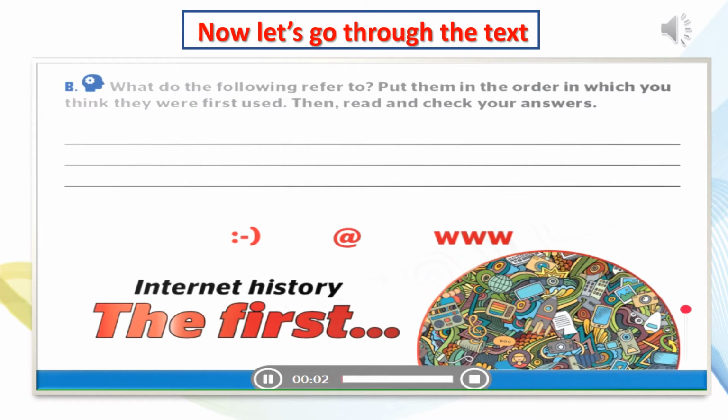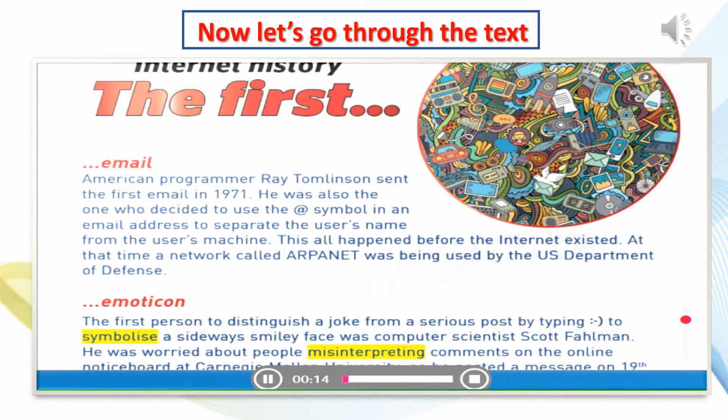Module 7. Information Age. 7a. Reading. Internet history. The first email. American programmer Ray Tomlinson sent the first email in 1971. He was also the one who decided to use the @ symbol in an email address to separate the user's name from the user's machine. This all happened before the Internet existed. At that time, a network called ARPANET was being used by the US Department of Defense.